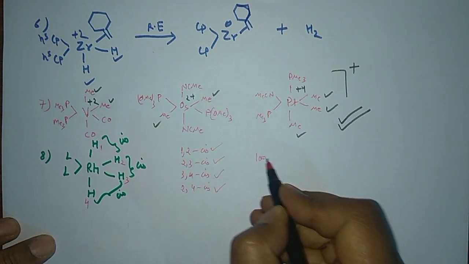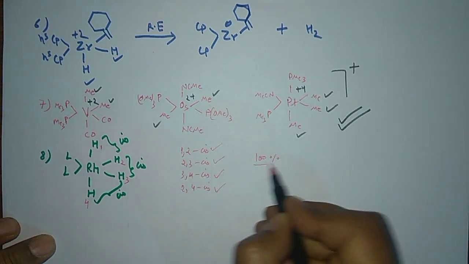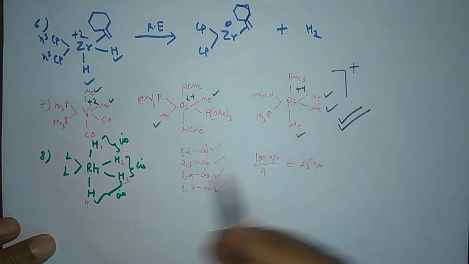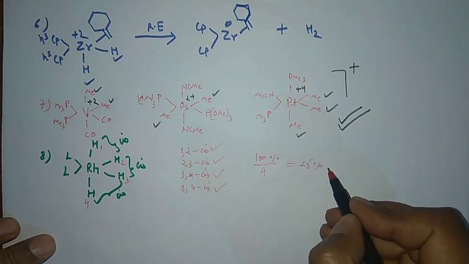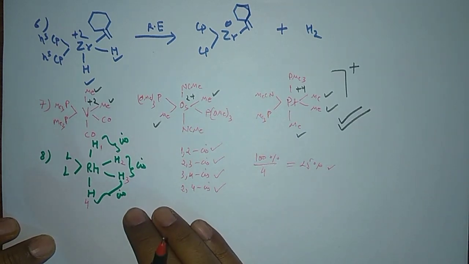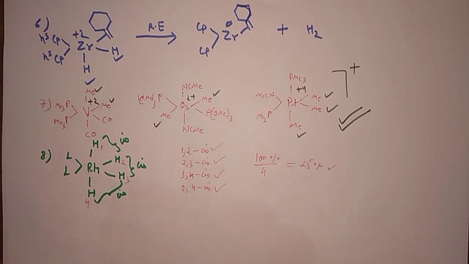So if you consider this as 100%, and you have the 4 combinations, you'll have 25%. So what will happen? Each set of the hydrogen will have the 25% probability to eliminate from this particular substrate. So this kind of question they may ask in the examination. So that's it, guys.